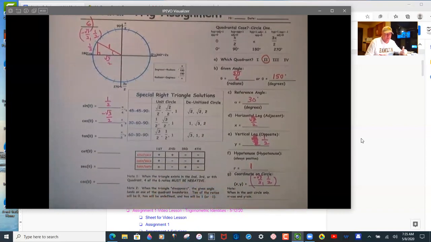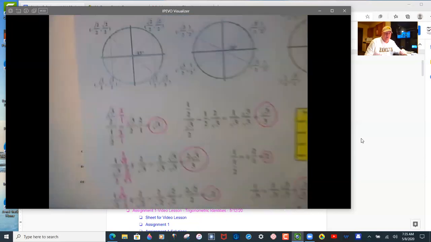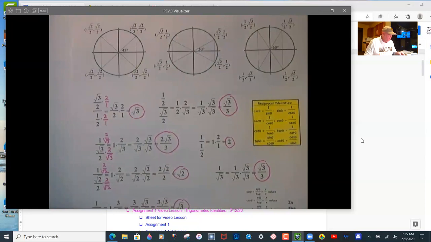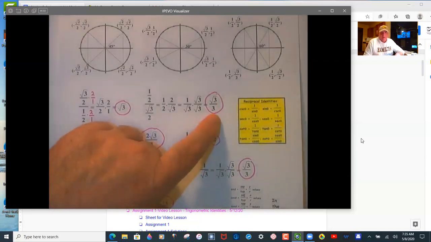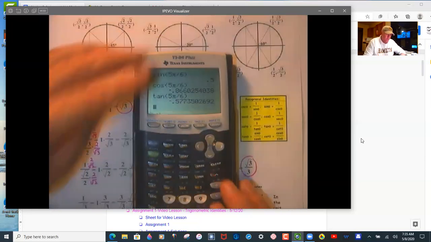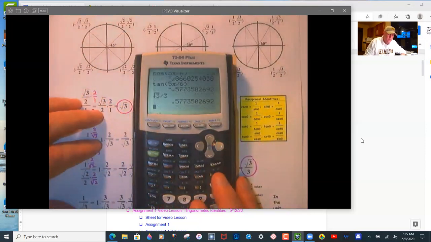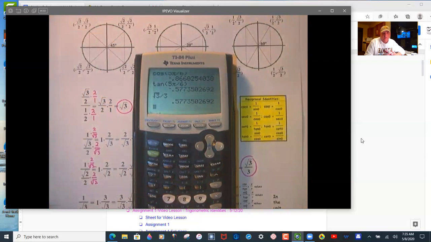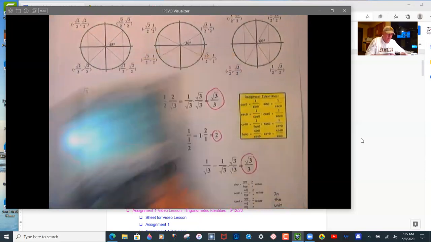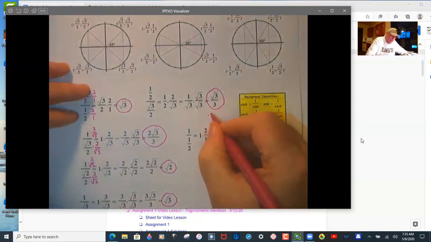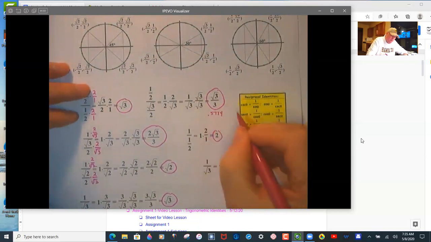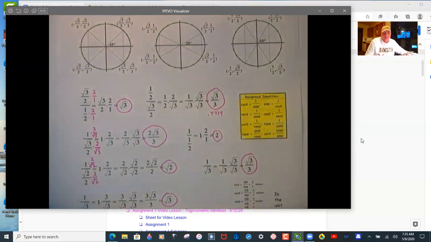And then tangent is sine over cosine. So we're looking up 1/2 divided by the square root of 3 over 2, which I'm sorry, I misspoke. Square root of 3 over 3 is this value. So it's good to learn, maybe write them down, 0.5774. That might be a good thing to do so that you have all of these.